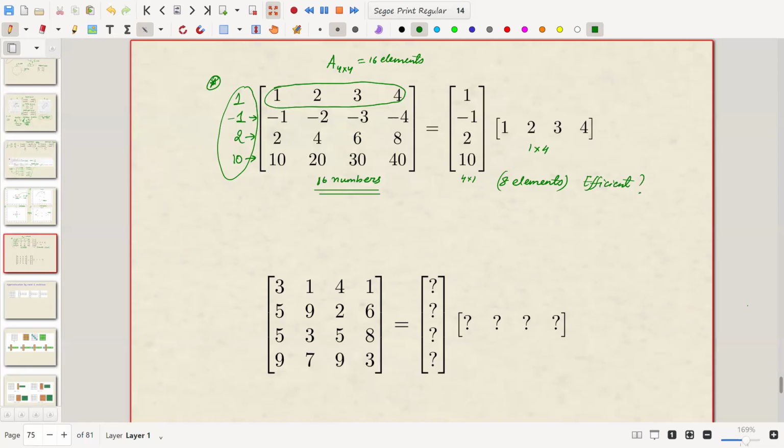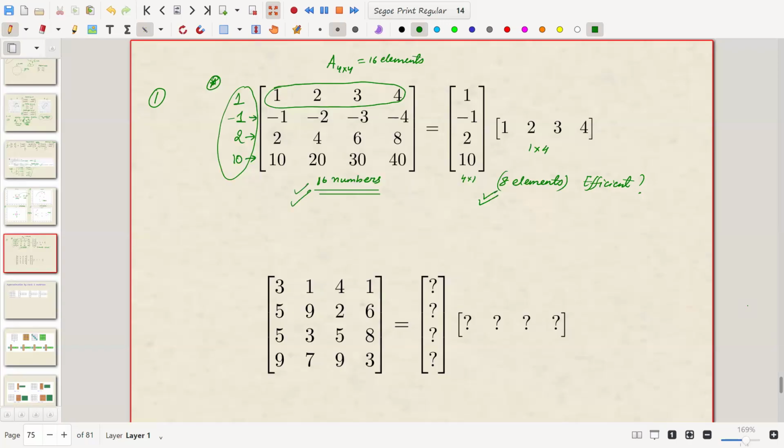That is efficient, yes. Because you can just write this 1, -1, 2, 10, and 1, 2, 3, 4. And just by these two vectors, you can entirely reproduce the matrix. So that's how you do this compression of data. This is what compression of data looks like. Previously you needed 16 numbers, but now you needed 8 elements.